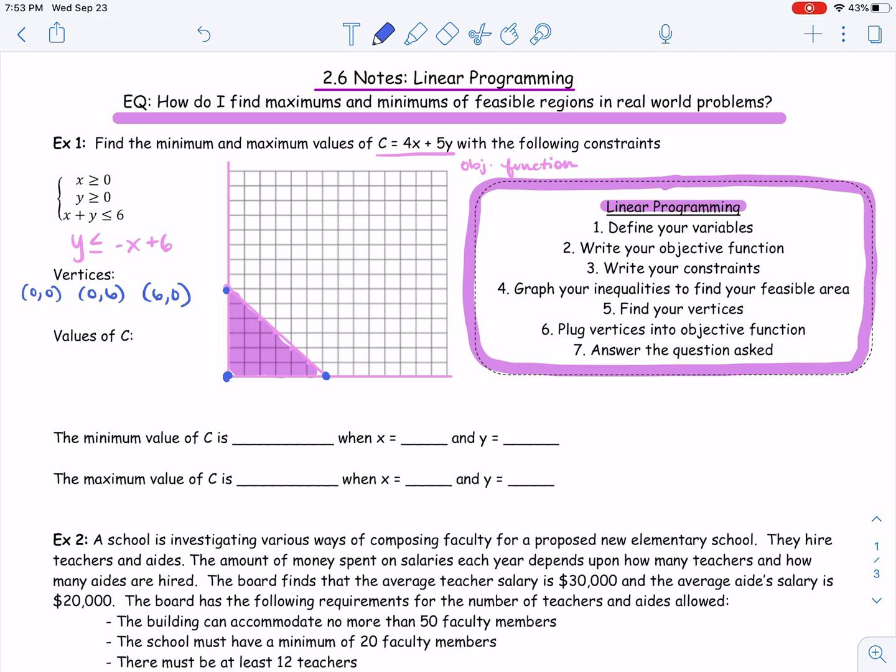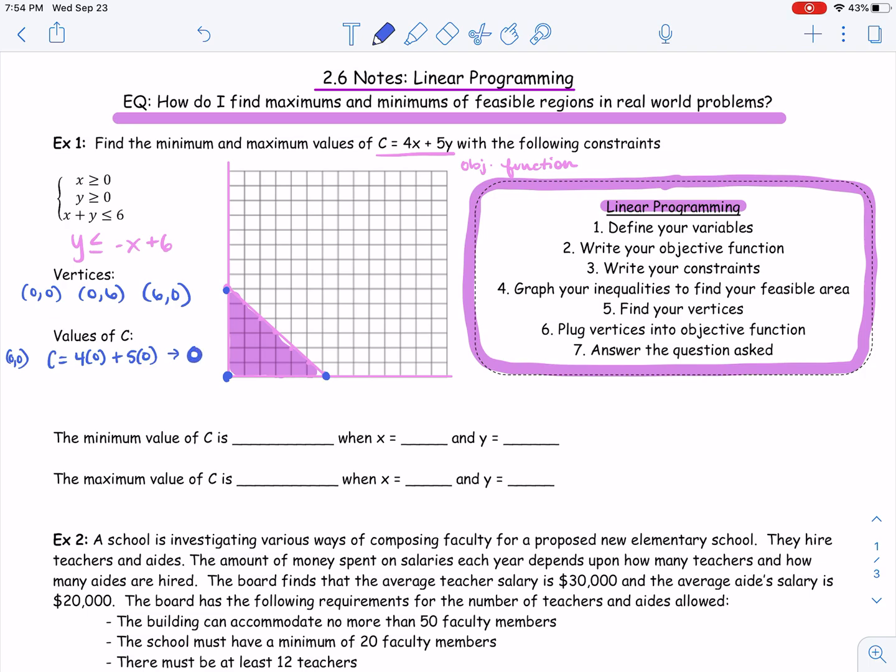Step 6 says plug the vertices into the objective function. Well, I know what my x's are, I know what my y's are, so the values of c. So I'm going to go in order. I'll plug in 0, 0 first. That would translate into c equals 4 times 0 plus 5 times 0, which is obviously going to give me a cost of 0, or whatever c is representing.